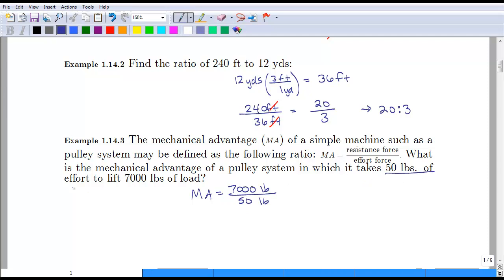This tells us this is 50 pounds of effort. And again, we can simplify this. They're both divisible by 10, and then we have 700 divided by 5, which comes out to be 140. Again, pounds divided by pounds would also divide to be 1. And so this is telling you essentially that because of this pulley system, you can lift 140 times the effort you put in.